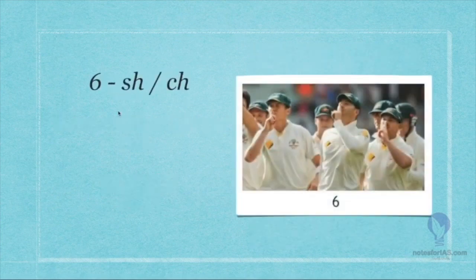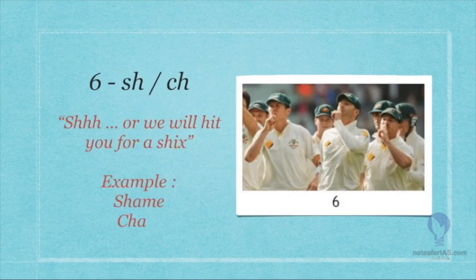For 6, the corresponding sounds are sha and cha. As you can see, sha and cha are similar sounds, so they can be used interchangeably. That's not a problem. The learning aid is, we have a bunch of Aussie players here who are going like shh, who are shushing the opposition or the crowd maybe. The learning aid we're going to use is they're trying to say shh, or we will hit you for a six. That should be helpful enough to remember this particular combination for you.